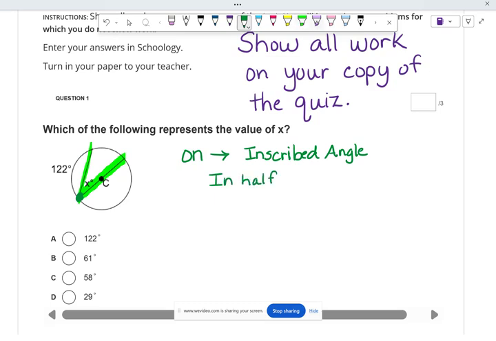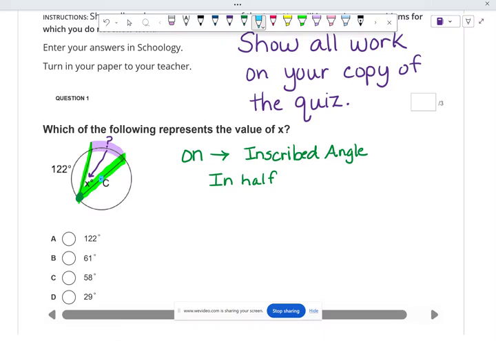That means if we could find the measure of this arc, when we take it in to the inscribed angle, we would cut it in half. But unfortunately, we don't have the measure of this arc. All right, so let's look carefully to see what else we do have.